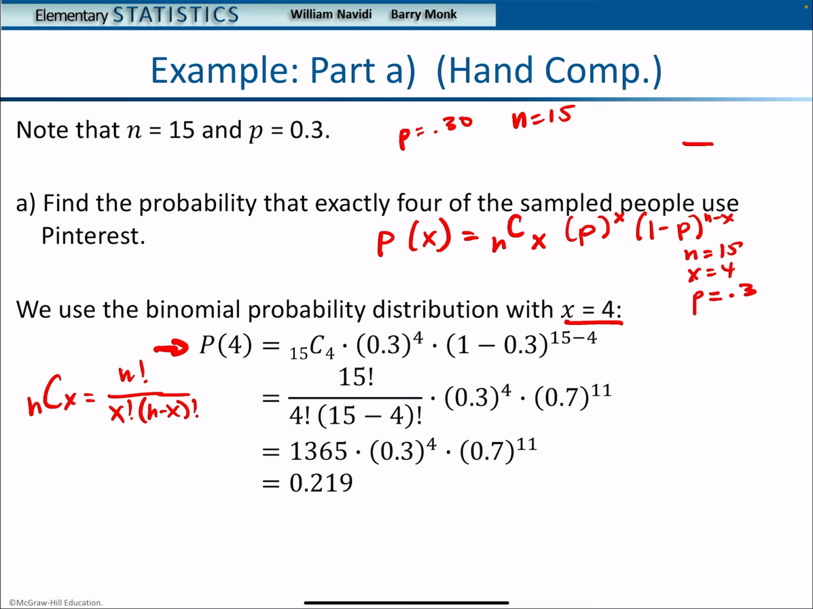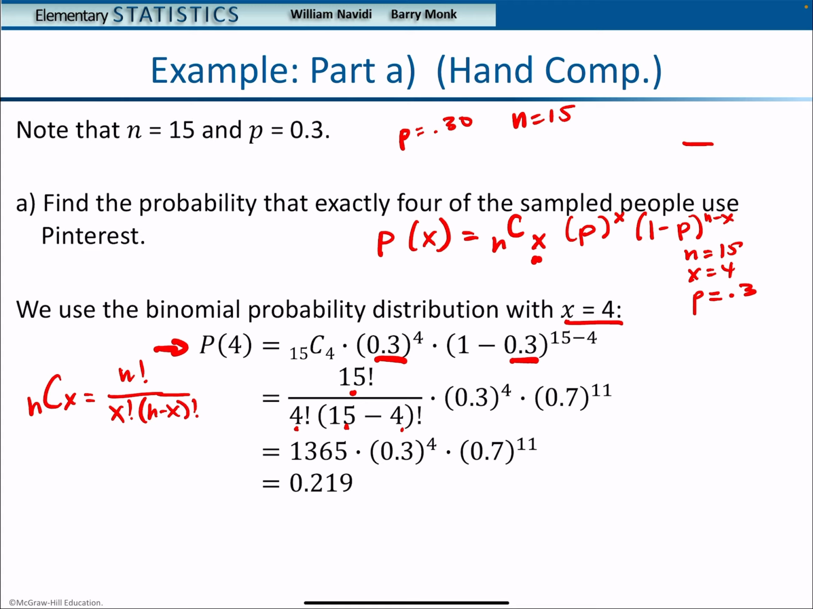So everywhere I see an X here, I put a 4. And then everywhere I see an N, I place 15. And everywhere I see a P, I use 0.3. So then the formula for combinations is here, N is 15, X is 4, 15 minus 4 factorial. Okay, you can enter this in your calculator.